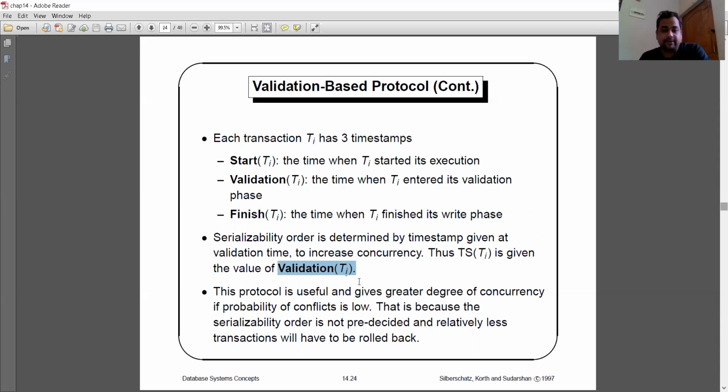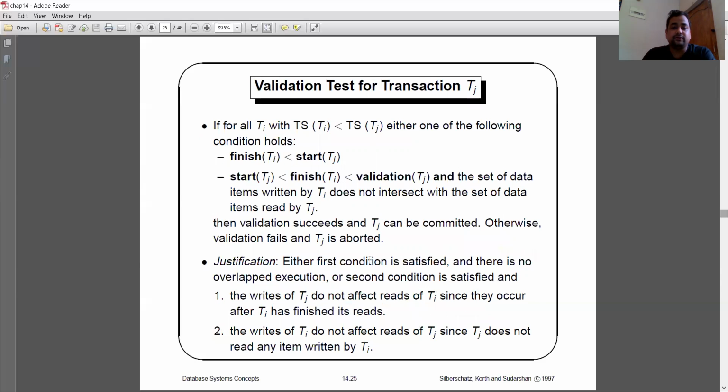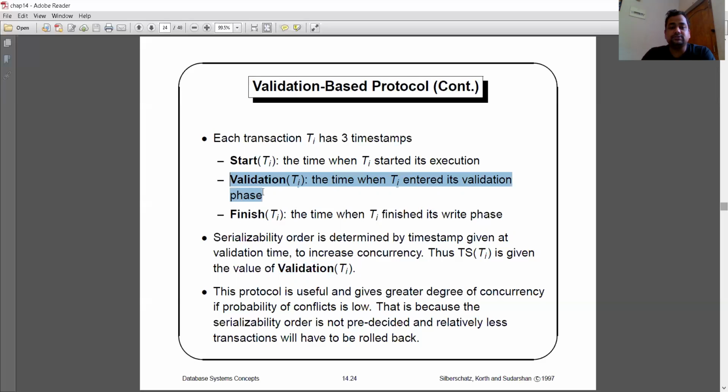Okay. So what are the advantages of this type of protocol? It can be useful to achieve a high degree of concurrency if the probability of conflict is low. It is suitable to achieve a greater degree of concurrency if the conflict is very low. But if the conflict is very high, you normally cannot use this validation-based protocol. All those operations are based on this validation test.